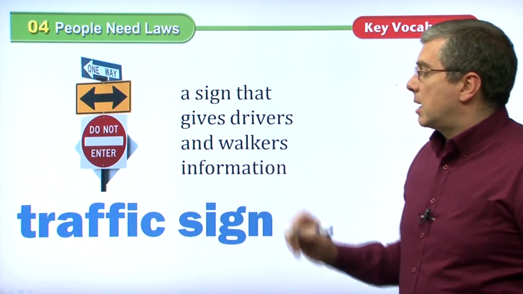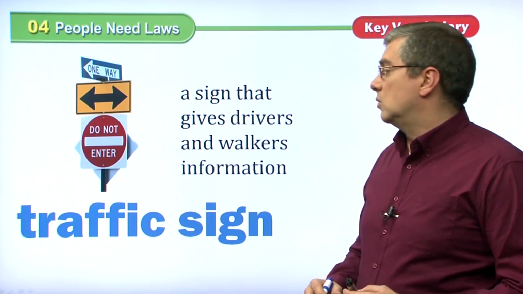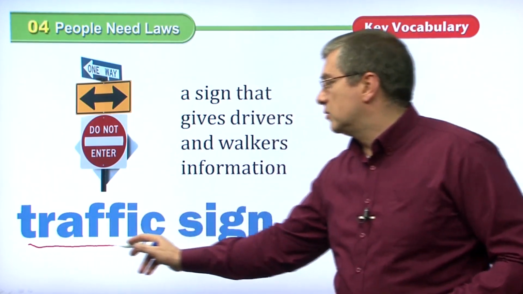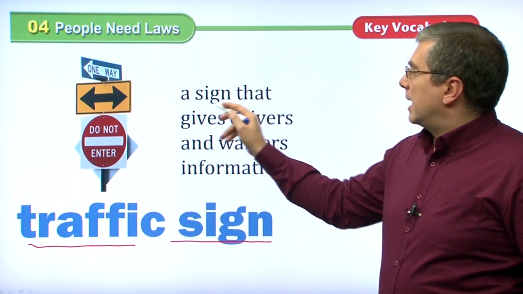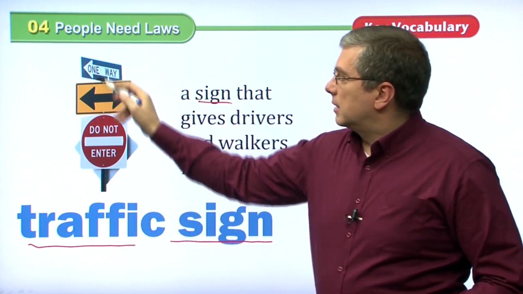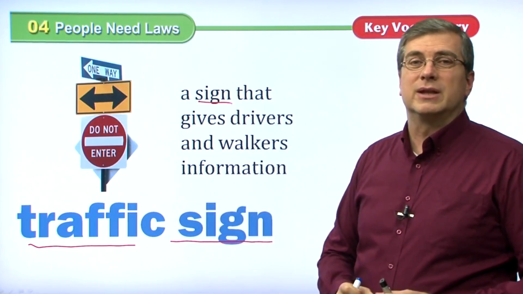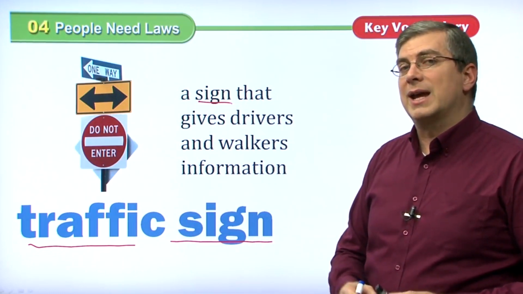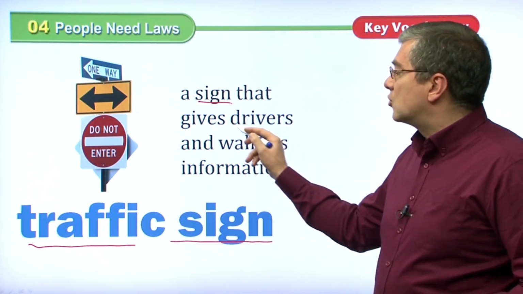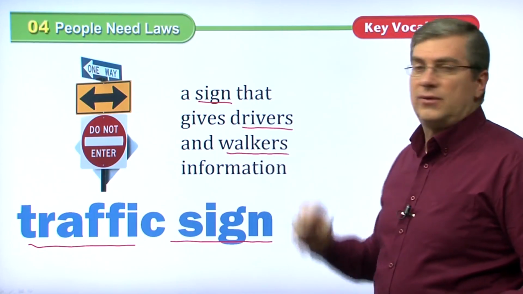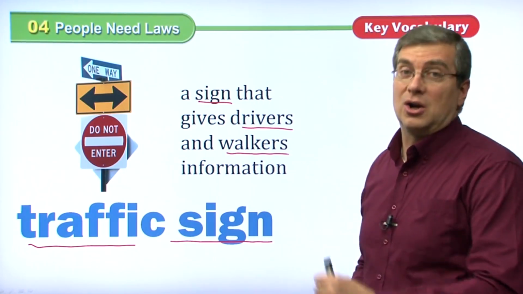Okay, now let's talk about some other idea in relation to laws or rules. We have a traffic sign here. It's a two-word vocabulary: traffic sign. Now, a sign of course is some large poster or billboard that you can see. There are some symbols and letters on it that tell you a certain thing. It has a certain meaning behind that sign. It's a sign that gives drivers and walkers information. You are probably not a driver, you're probably a walker, right?